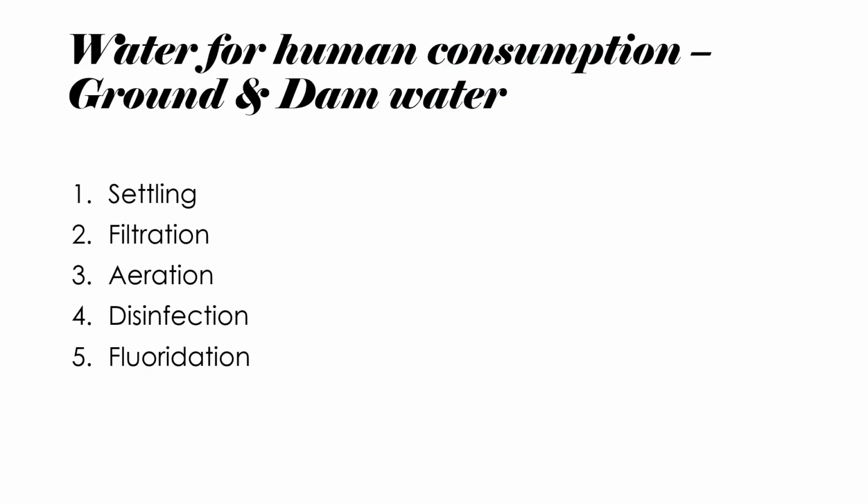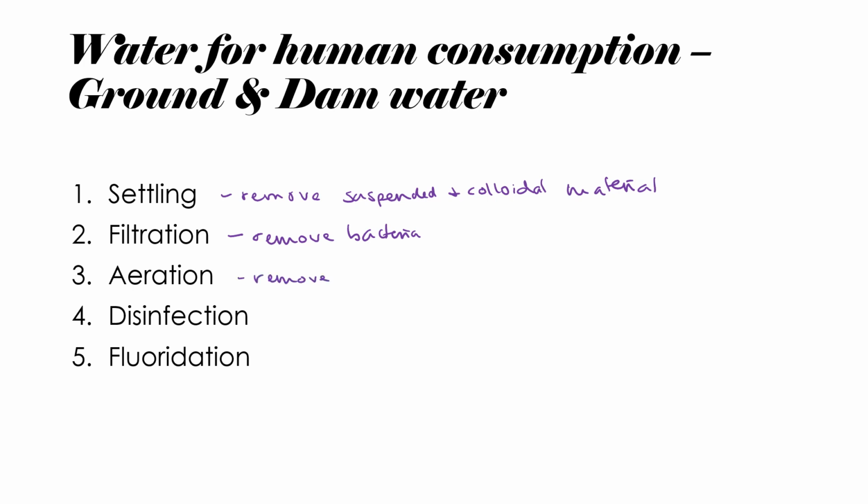Water purification for ground and dam water has a series of steps. The first is settling, and this removes colloidal material. So it will basically allow the water to become colourless. Then we have filtration, and this removes bacteria. We have aeration to remove excess carbon dioxide and hydrogen sulfide and increase oxygen gas.